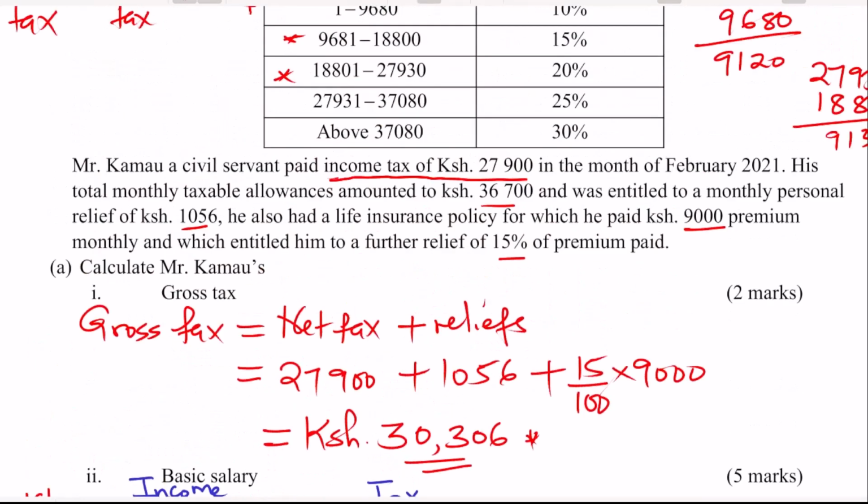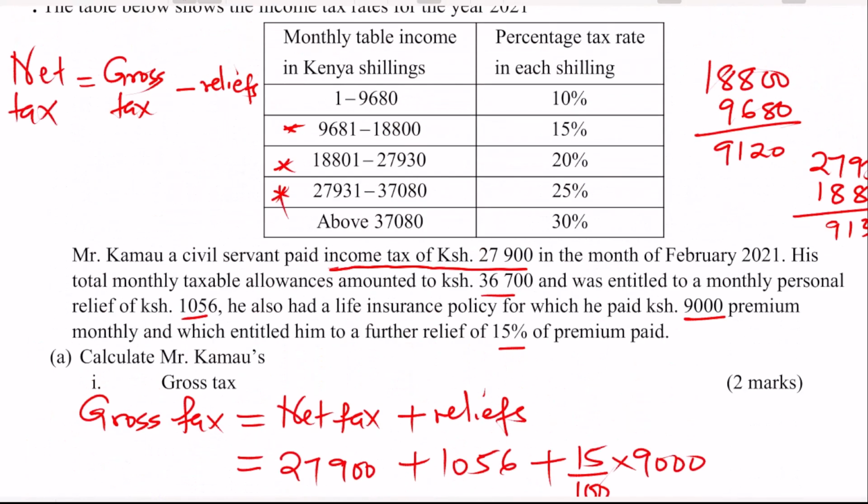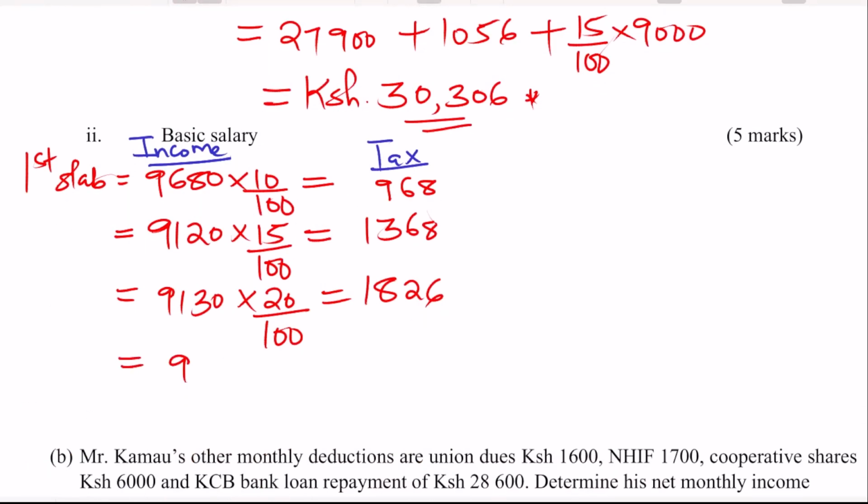So we have to proceed to the next slab, and the next slab is here. We have 37,080, then minus 27,930. So we get the amount that is taxed in that slab, which will be 9150. The rate in that slab is 25%. So 9150 times 25%, when you work it out, you get 2287 and 50 cents.